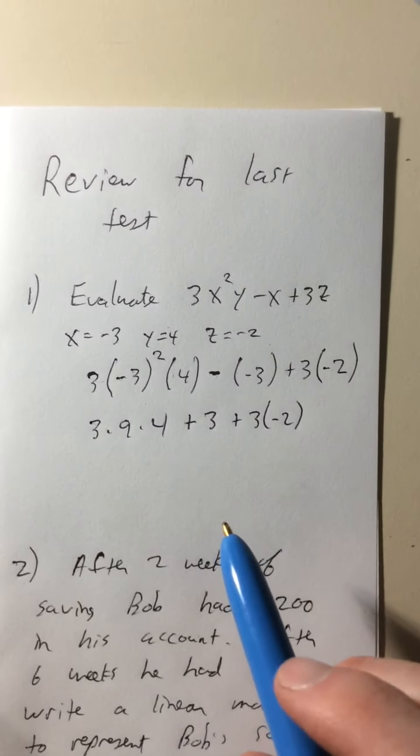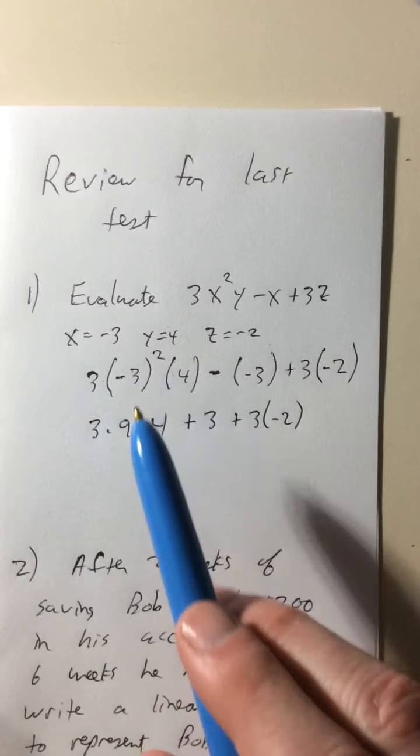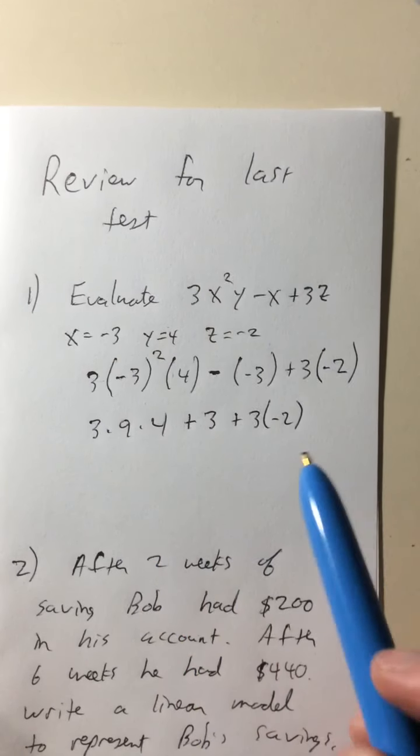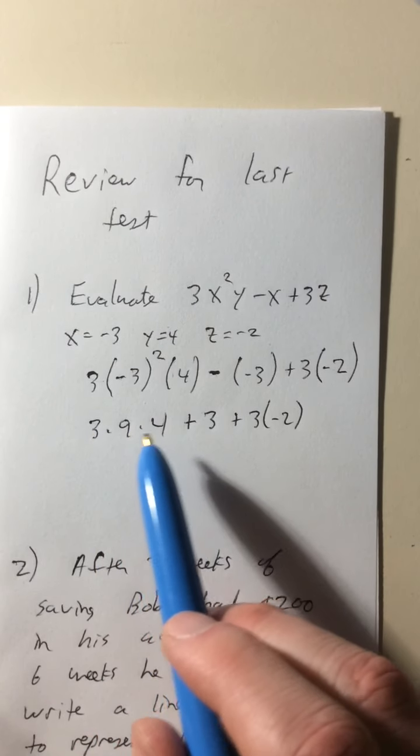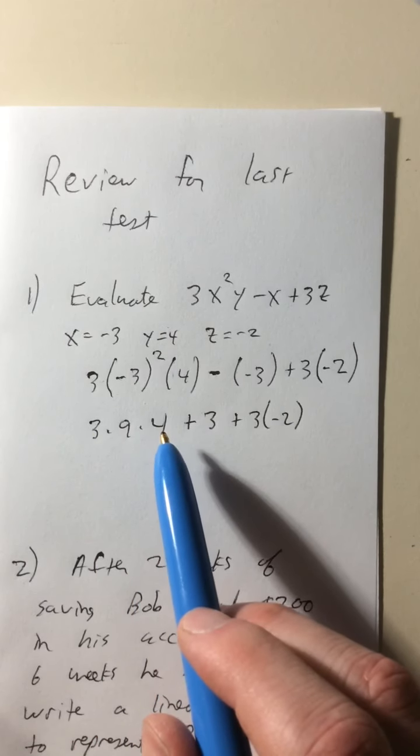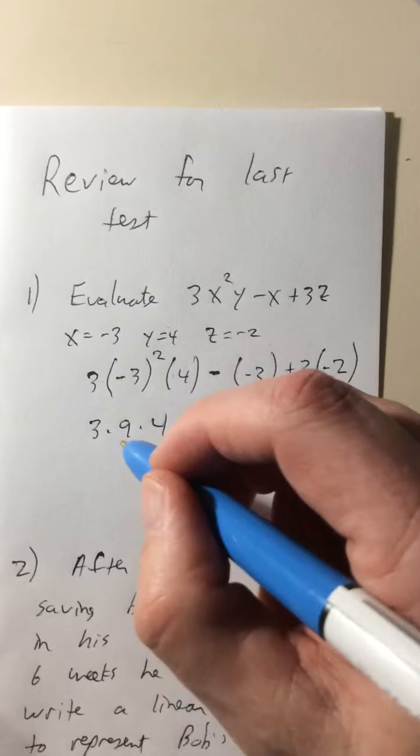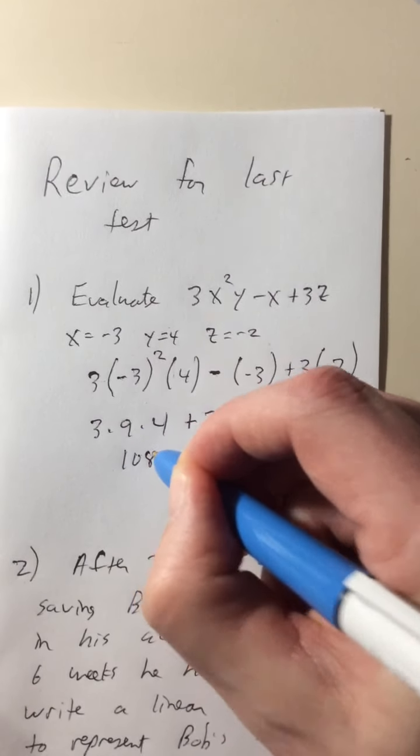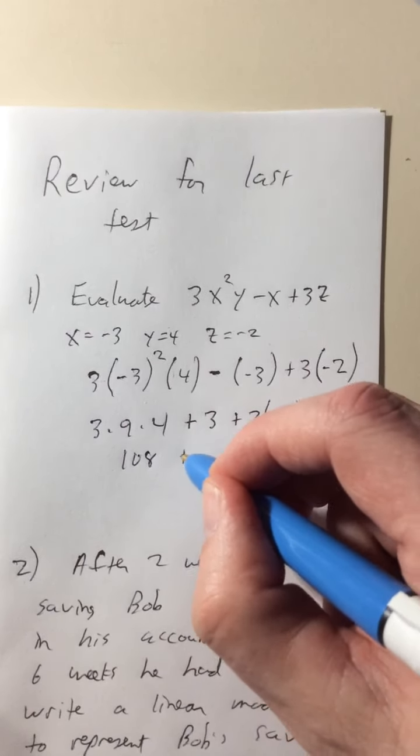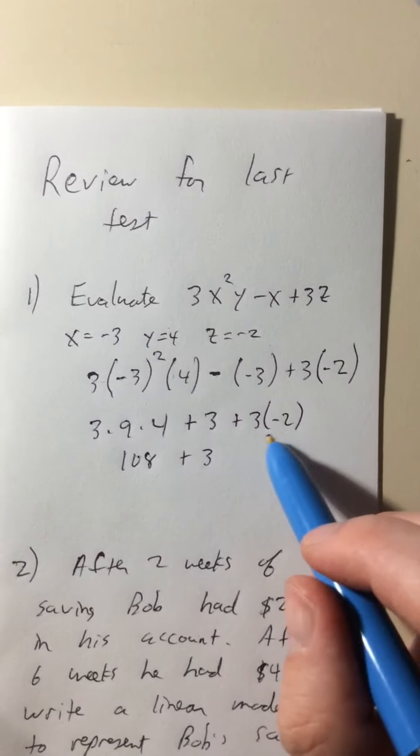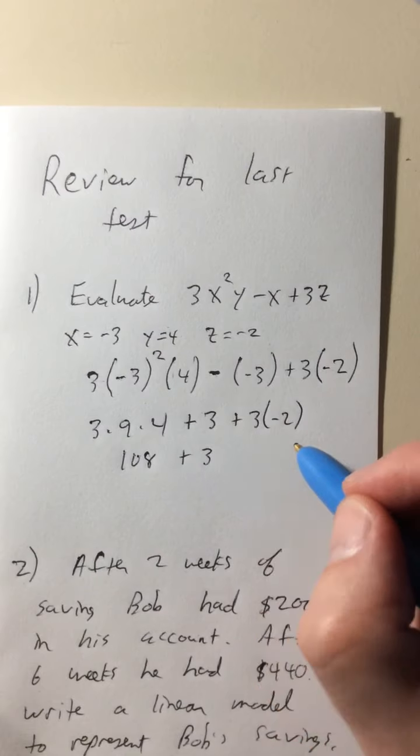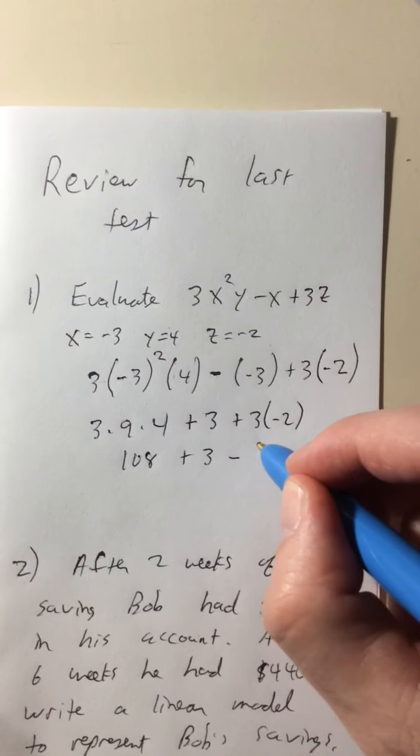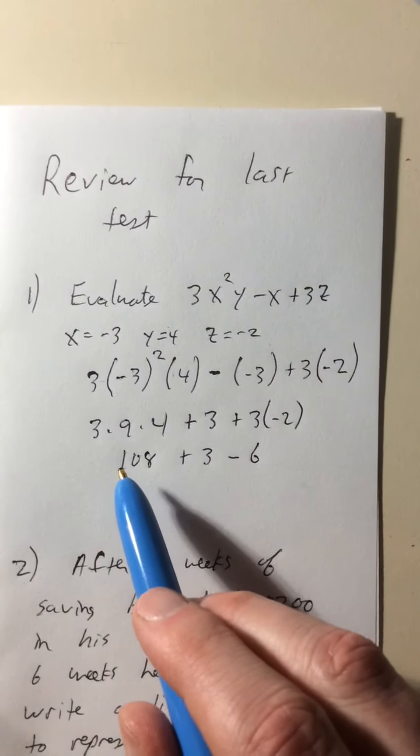Now we've done the exponents, and we're down to multiplying and dividing. There's no dividing, so we just multiply left to right. 3 times 9 times 4: 27 times 4 is 108. If you needed a calculator for that, you certainly could have. Plus 3, nothing's changed there. Multiply these two guys together: 3 times negative 2 is negative 6, so we could write plus a negative 6, or we could just write minus 6. That's better.